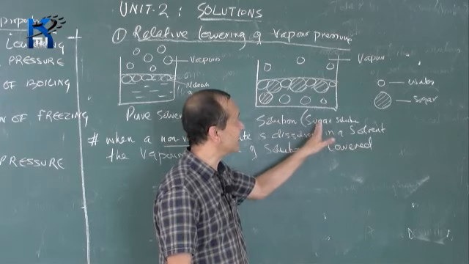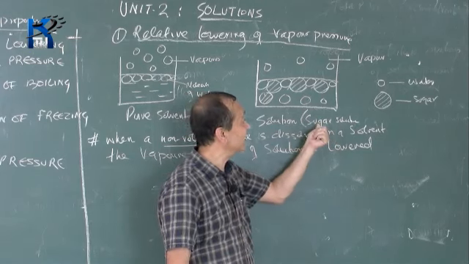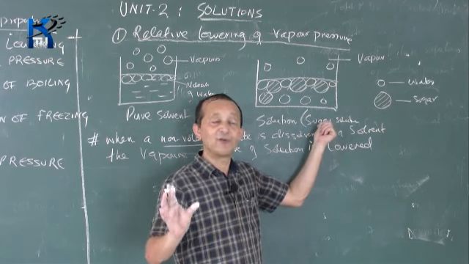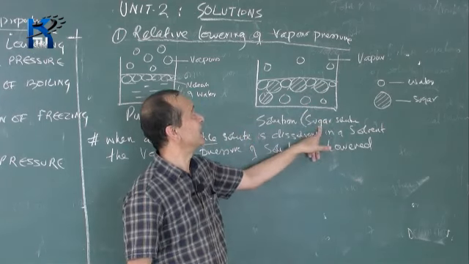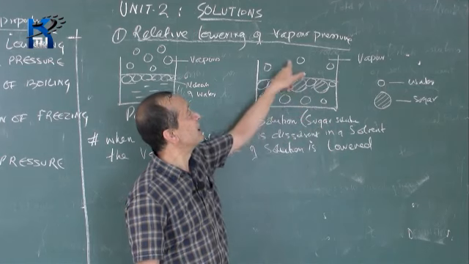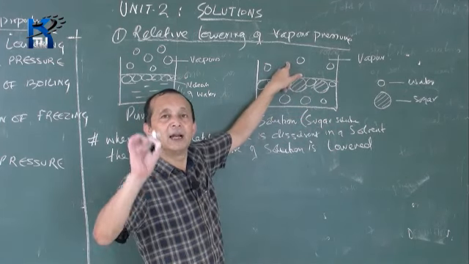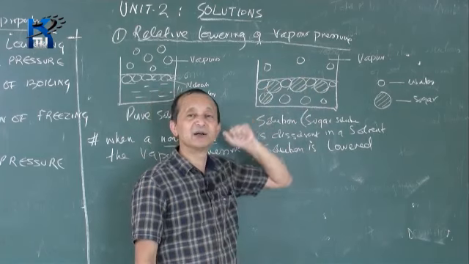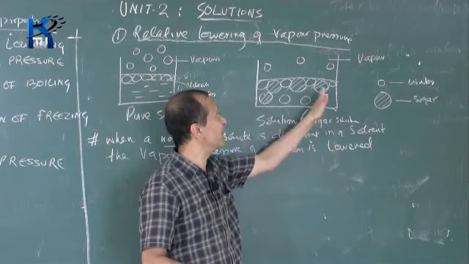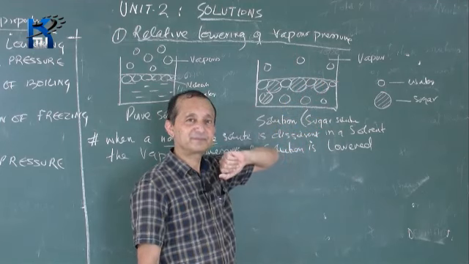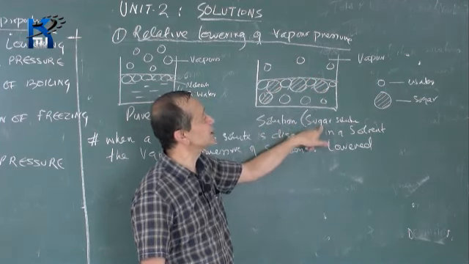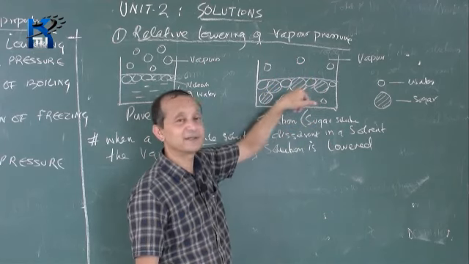Okay, the solute is not volatile. So when the solute is not volatile, listen to this carefully. What does it mean? It means the vapor pressure will be only due to the solvent molecules. Only solvent molecules will be present in the vapors, because sugar is not volatile. Sugar will not be present in the vapors.